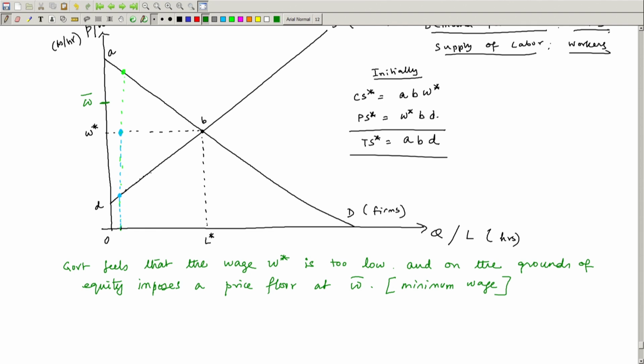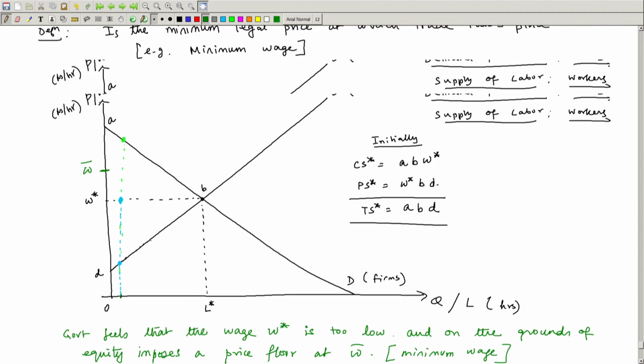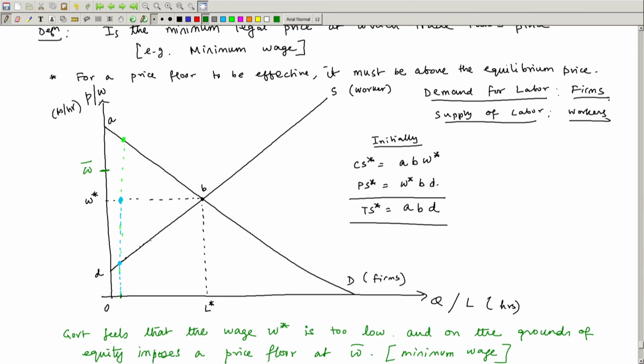Now, the moment the wage is W bar, more and more workers are now interested in participating in the market. So, the quantity supplied of labor is going to increase.